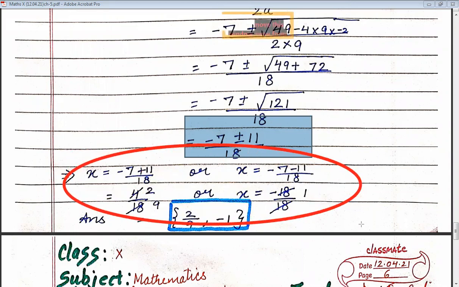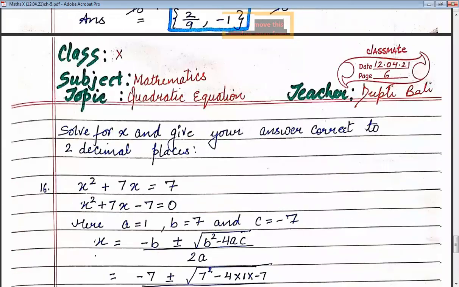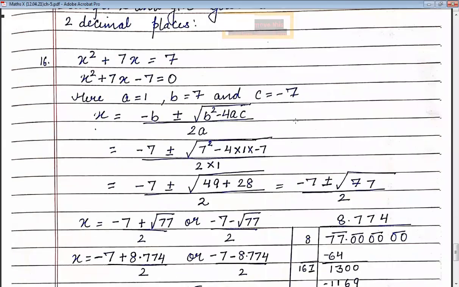So you will get x is equal to minus 7 plus 11 upon 18, or x is equal to minus 7 minus 11 upon 18. After simplification, your answer is 2 upon 9 or minus 1. Is it clear, students? So this formula is very easy. You just have to substitute the values of a, b and c and you will get your answer.